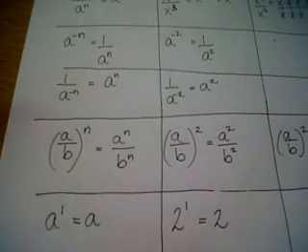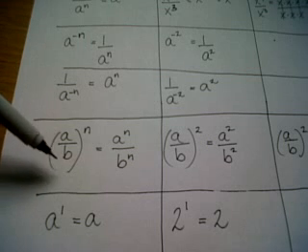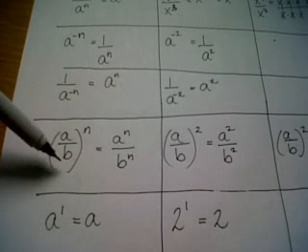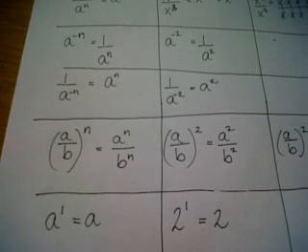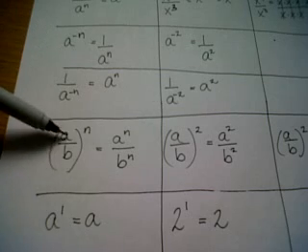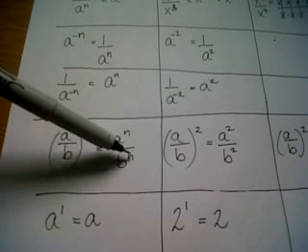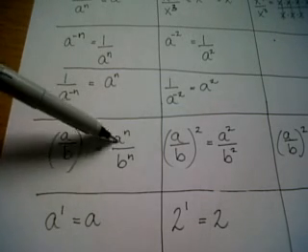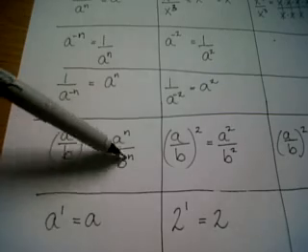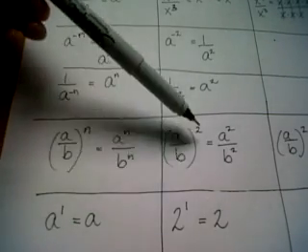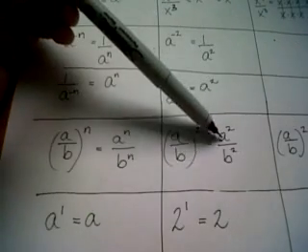Okay, now let's see what happens if we take a divided by b, and all of that in parentheses is raised to the nth power. Well, that is the same as just taking each part and raising it to the power. So that's the same as saying a to the nth and b to the nth. So an example would be if I had a divided by b and all of that got squared, that would mean a got squared and b got squared.